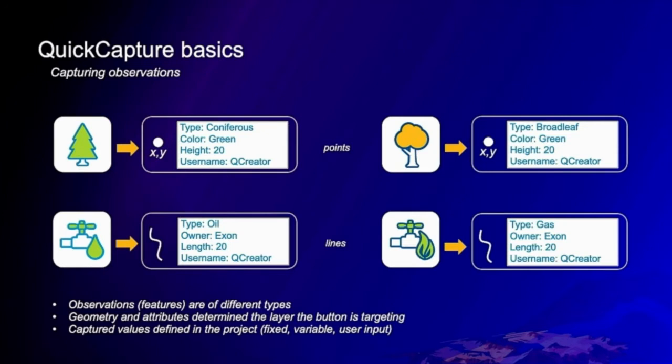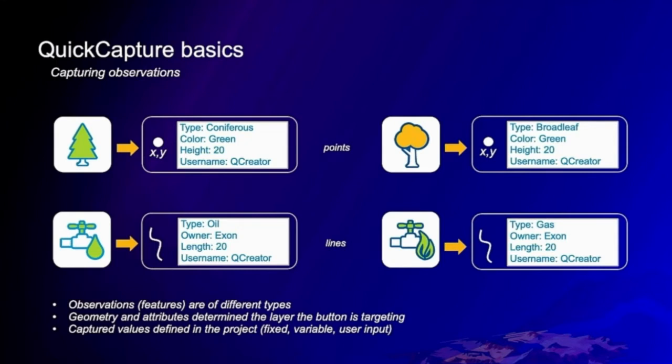A similar story with lines. Essentially, you can create a button to capture each type of feature you want. All the user has to do is pick the right button, tap it, and then go. The work in QuickCapture is done by the author. They make the decisions so the end user doesn't have to.